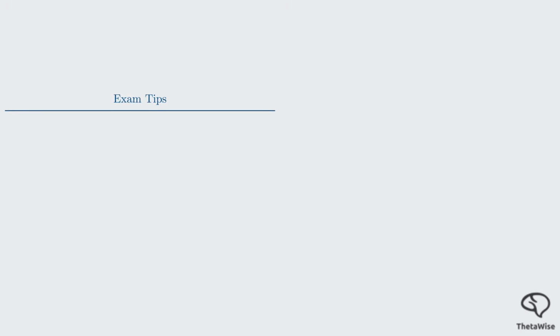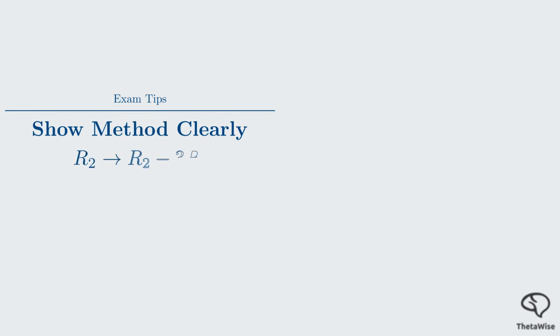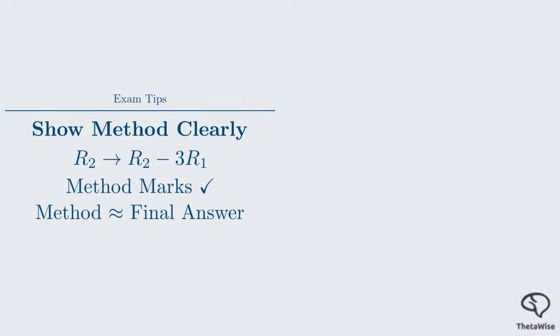To maximize your score in the AHL 1.16 topic, keep these exam-focused strategies in mind. First, always show your row operations explicitly using standard notation, such as row 2 becomes row 2 minus 3 times row 1. Even if you make a calculation error, clear notation allows the examiner to award method marks. In IB Mathematics, the method is often worth as much as the final answer.